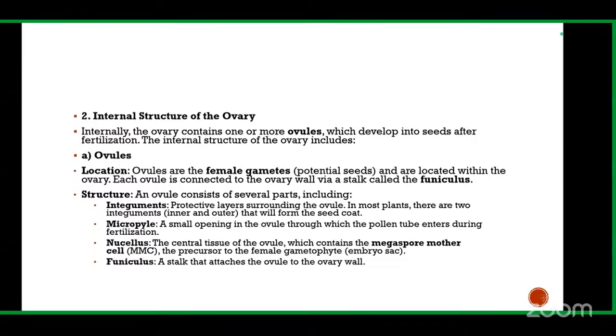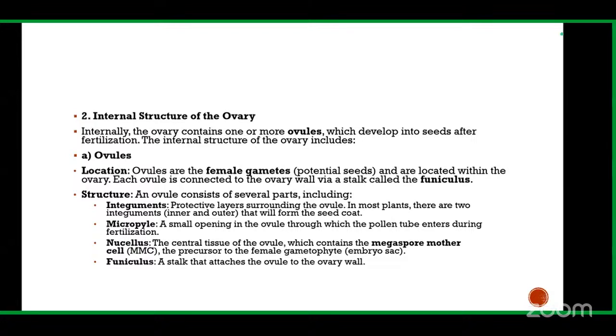So what is the structure of an ovule? It has integuments, the protective layers that surround the ovule. In most plants there are two integuments, inner and outer, that will form the seed coat. Next is the micropyle, a small opening in the ovule through which the pollen tube enters during fertilization. Next is the nucellus, the central tissue of the ovule, which contains the megaspore mother cell, the precursor to the female gametophyte, the embryo sac.